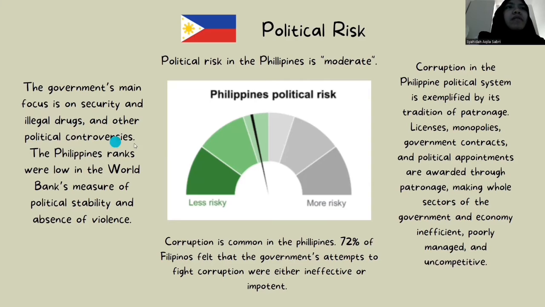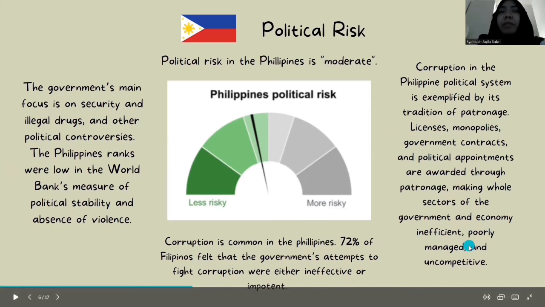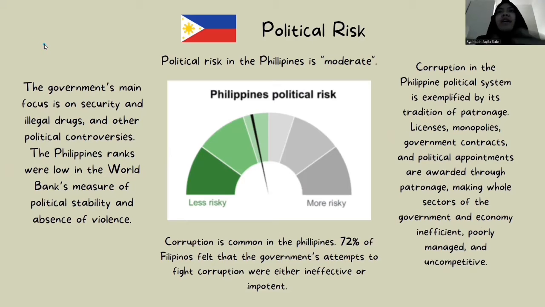And other political controversies, the Philippines ranks low in the World Bank's rankings. Yelah sebab banyak sangat violence. And then corruption. Okay, corruption, the main thing here. Corruption in the Philippine political system is exemplified by its tradition of patronage. Licenses, monopolies, contracts, and appointments are awarded through patronage, making whole sectors of the government inefficient, poorly managed and uncompetitive. Disebabkan semua benda-benda ni dia dah tak boleh nak compete with other countries because of the problems that they had.